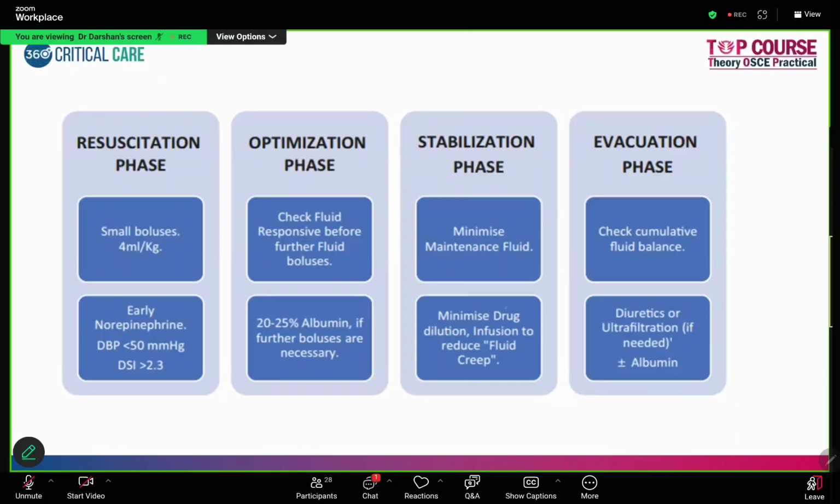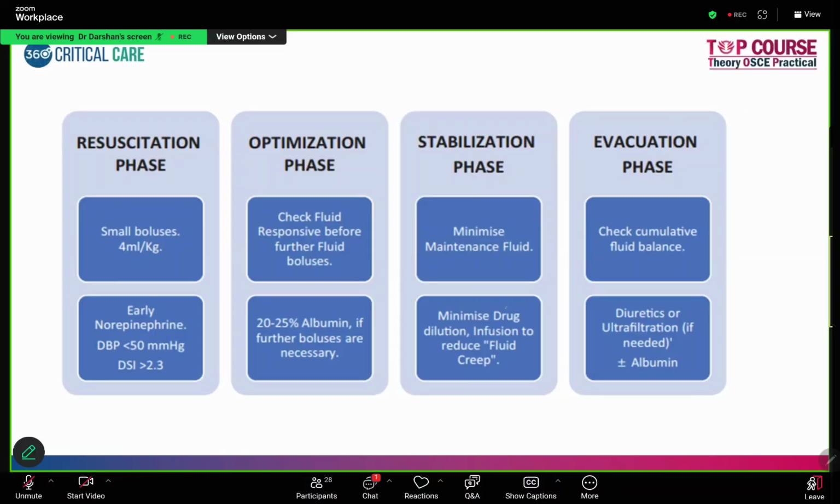If you feel that the previous thing was very complicated and you cannot remember much, just remember this slide. That is why I put this slide. So remember, in the resuscitation phase, you can do early adequate fluid management with 30 ml per kg, followed by small boluses of 4 ml per kg. If you are not reaching the target, start early noradrenaline, especially when the diastolic BP is less than 50 mm Hg or a diastolic shock index of more than 3.